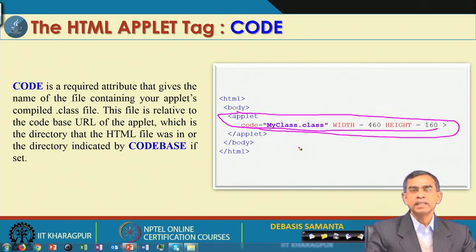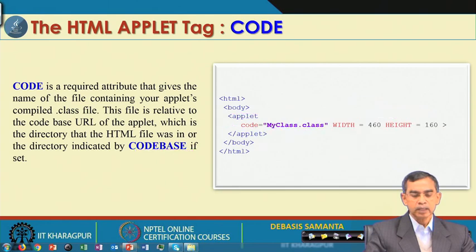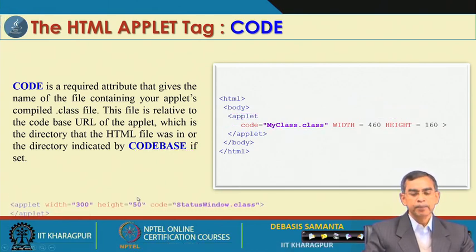If you want to explicitly mention that it is not in the same directory, but somewhere else, then we should use the codebase. So, codebase is usually accompanied with code, if you want to tell that the HTML file is here and then code is somewhere else. Okay, regarding codebase we will discuss details.